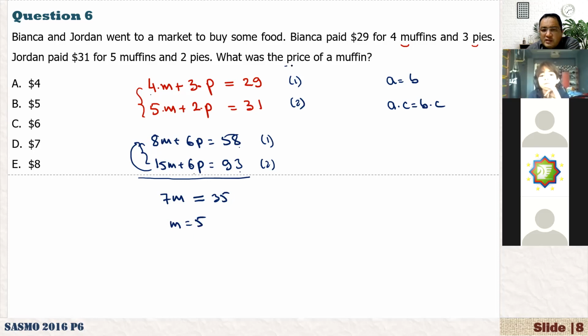What is the question here? What is the price of a muffin, right? M is the price of the muffin. So 1 muffin is equal to how much? $5. So the answer is $5.